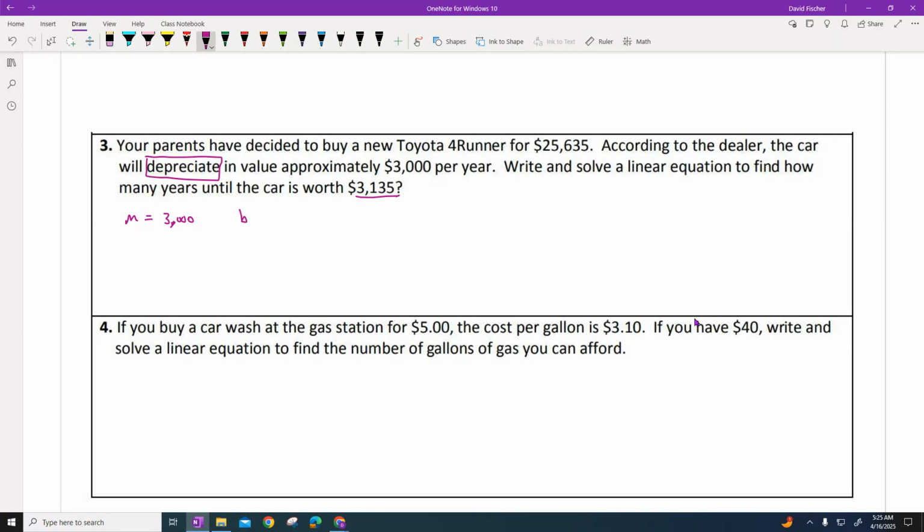Now what's my B going to be? I got two numbers to choose from. Well, what's the number that we're going to start out with? It's going to start out at 25,635. So that's going to be where I start at.